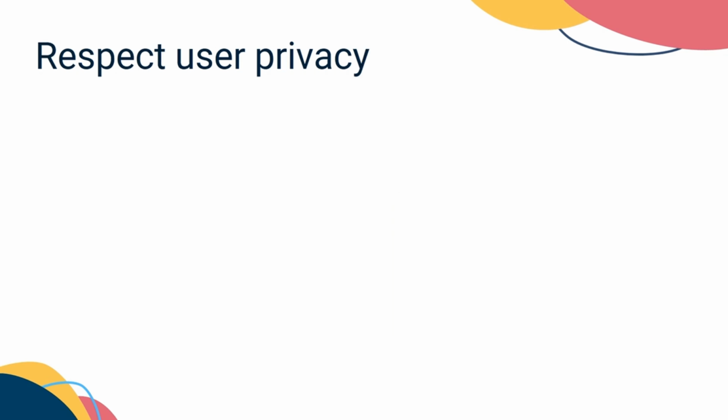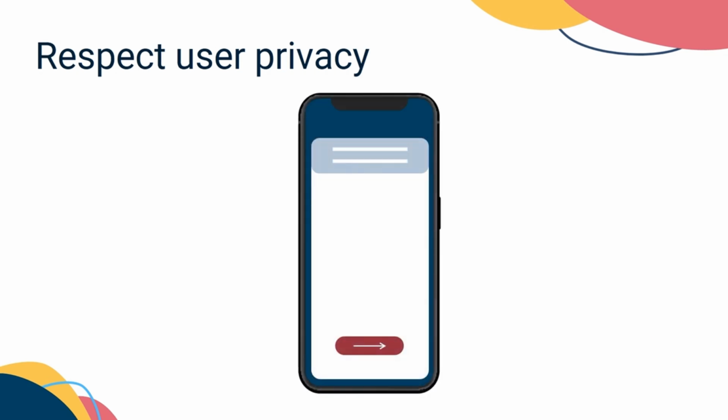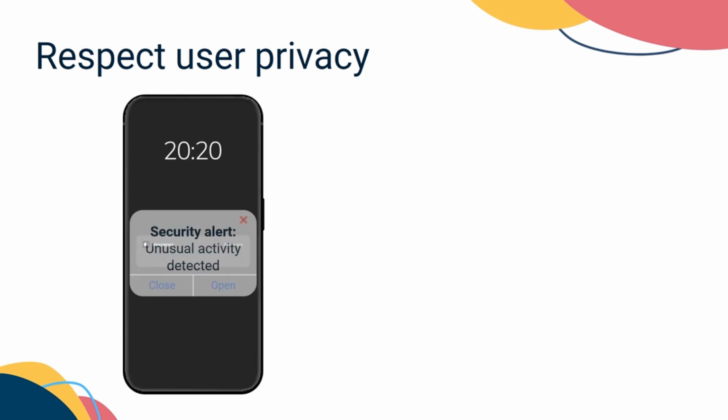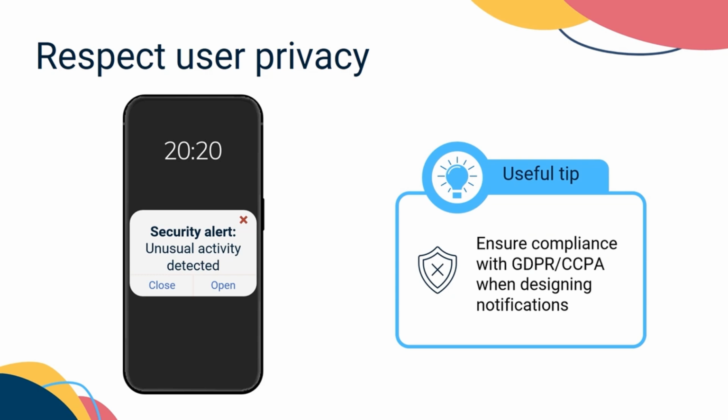In today's digital age, privacy is critical. Always respect user privacy when sending notifications and avoid sharing sensitive information without consent. For instance, a banking app should never send sensitive information like account numbers or balances through push notifications. Instead, it can alert users securely about suspicious activity. Here's a useful tip. When designing notification features, ensure compliance with privacy regulations, such as GDPR, and provide transparency about how you use data for notifications.